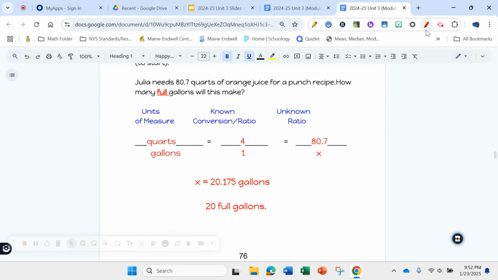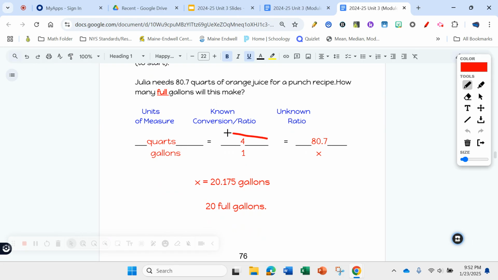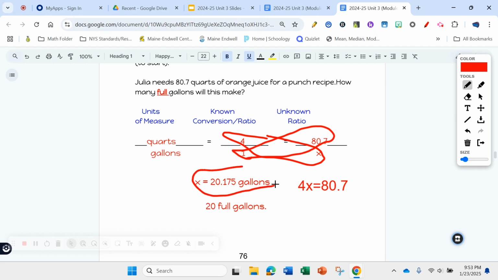Okay, so cross multiplying. 4 times x is 4x, and 80.7 times 1 is 80.7. So my setup for cross multiplying would look like this, right? Does that look familiar? Divide each side by 4. So I would type in 80.7 divided by 4, and you get this crazy number. You're not wrong. But how many full gallons does it give us? Just 20.